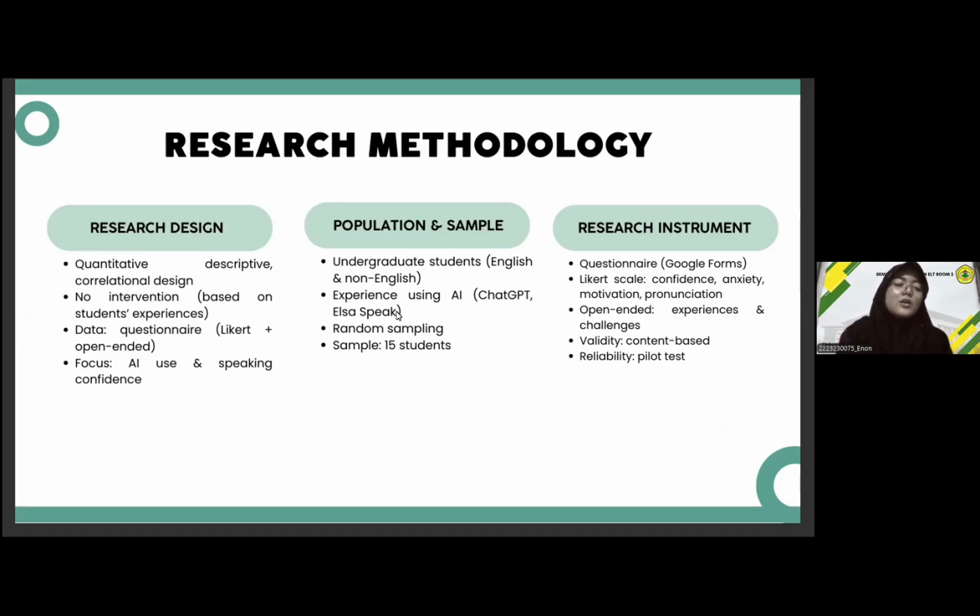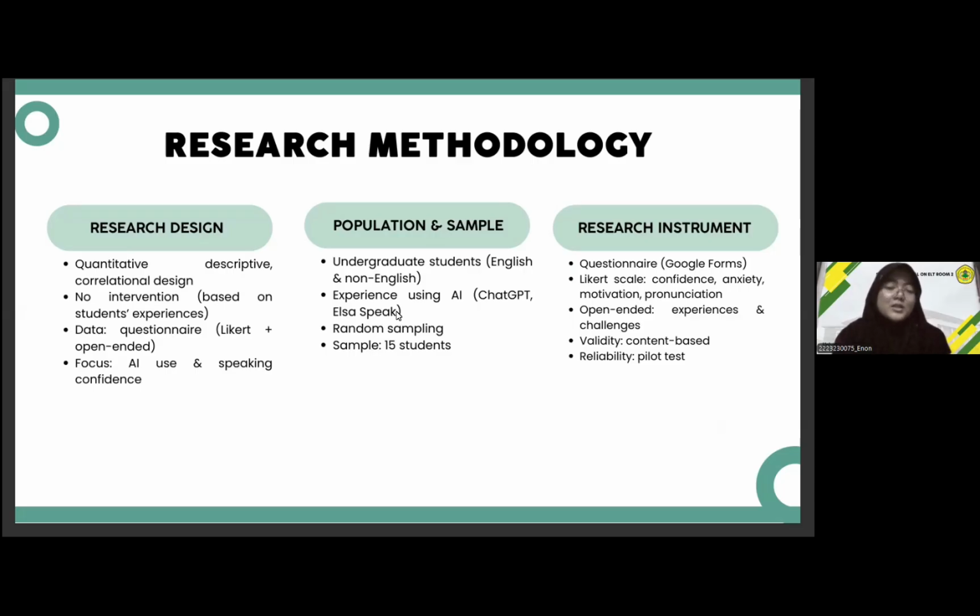The data are collected through a questionnaire using both Likert scale and open-ended questions. The Likert scale is used to measure student perception, while the open-ended questions explore their experiences and challenges. This design allows the researchers to understand how AI usage is related to students' speaking confidence and other factors such as anxiety, comfort, and motivation.